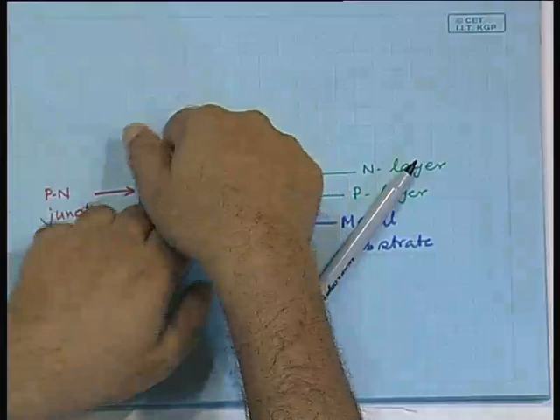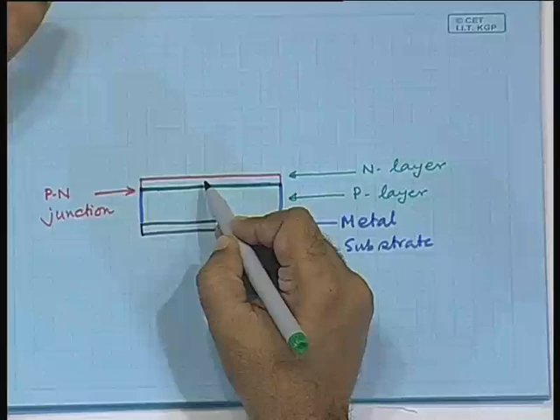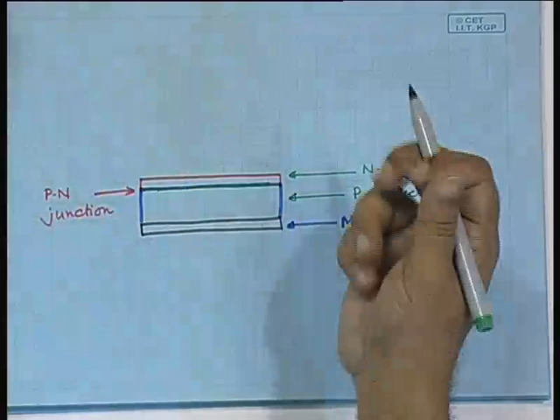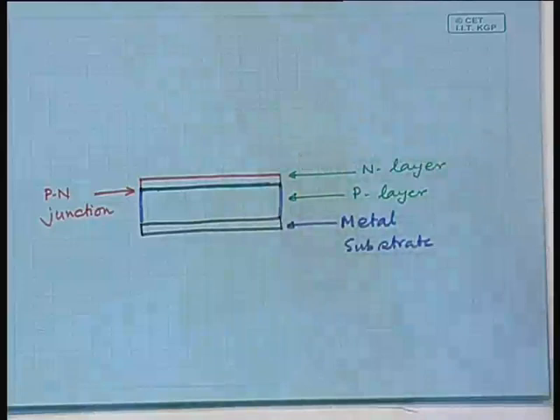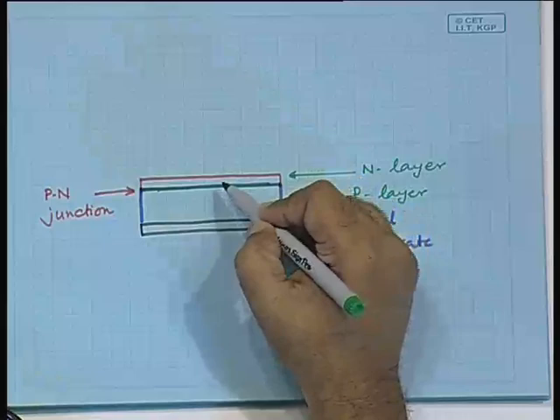But before they are collected by the contacts, they may also recombine. As a result, the current generation will be less. So, in order to avoid that, we need to ensure that there is minimum recombination.